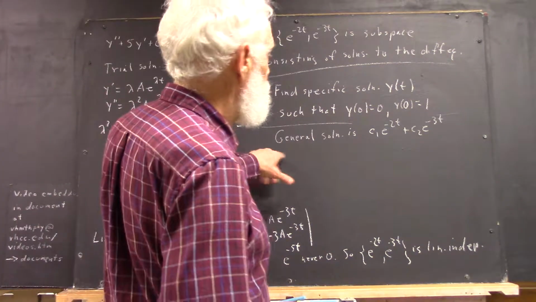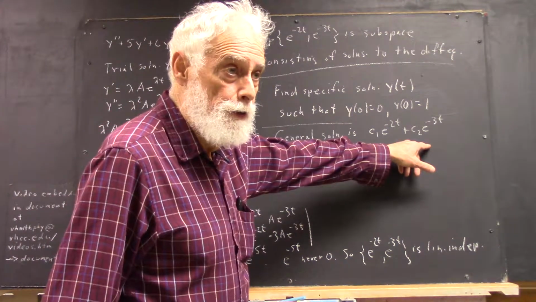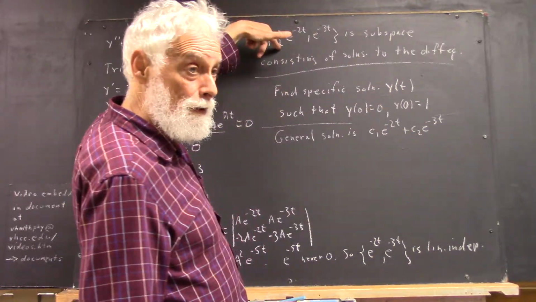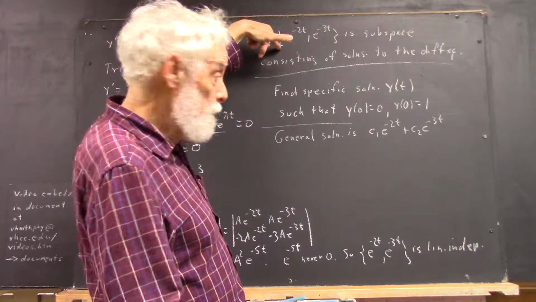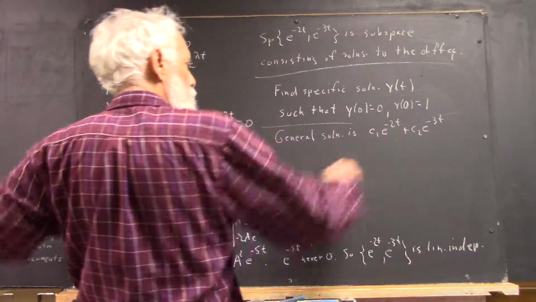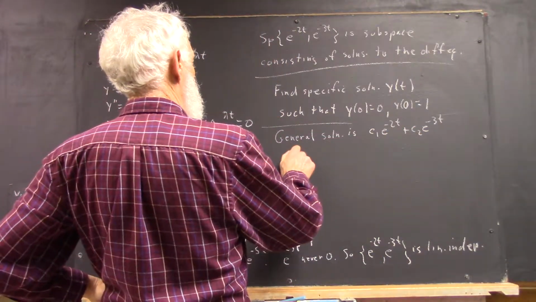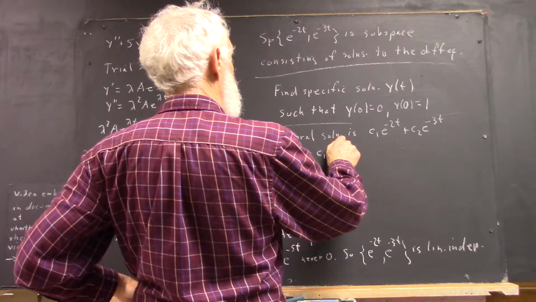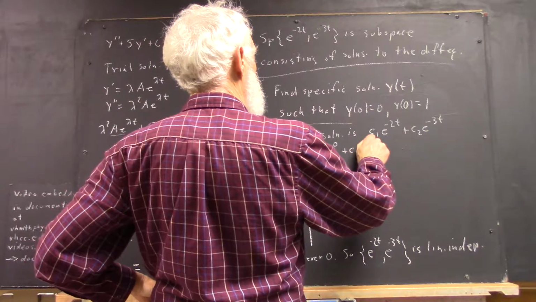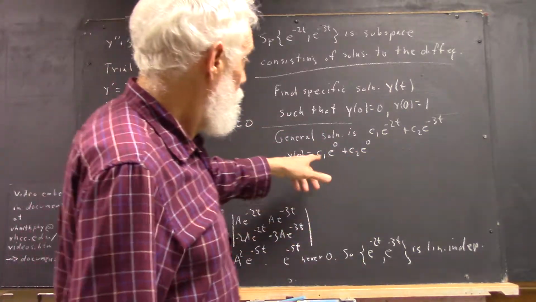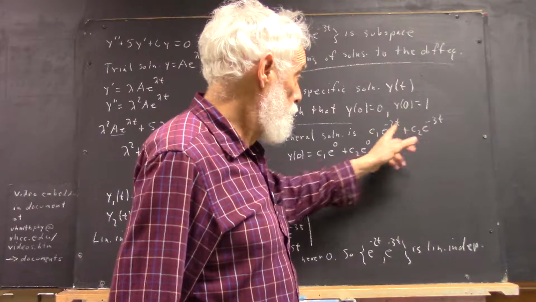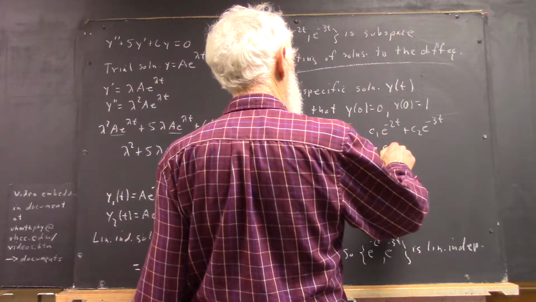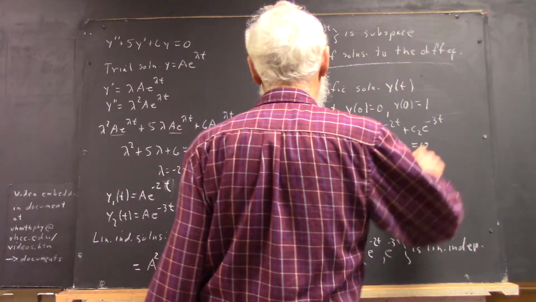Okay, well, our general solution is the general linear combination, the general vector within this space of functions, which are vectors. General solution is this. So y of 0 equals c1 e to the 0 plus c2 e to the 0. And that's obvious that you're going to get e to the 0 here since t is going to be 0. And that equals then c1 plus c2, which is 0.